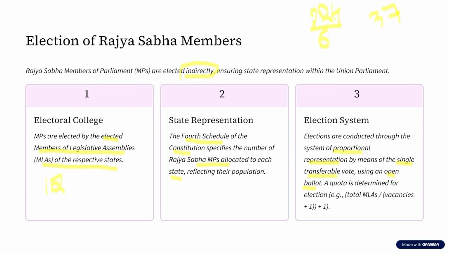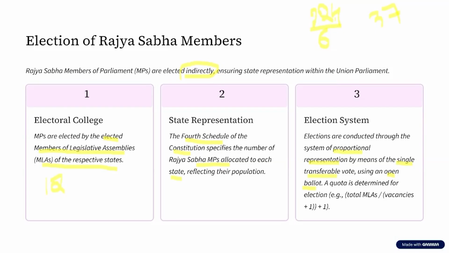So the remaining members of Congress, that is, out of 135, 24 are remaining. So if Congress gets into an understanding with JDS rather than BJP, then 24 plus 19 becomes 43. So both of them together can send one MP. So this is what I mean by proportional representation.